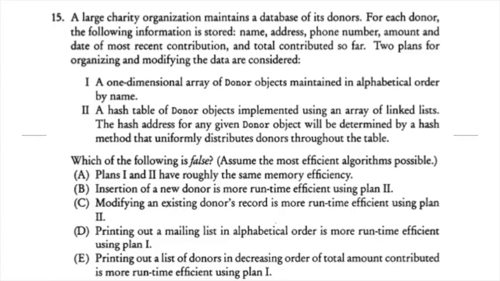Which of the following is false if we want to compare and assume that the most efficient algorithms are possible for both different data structure types? Okay, choice A. Plans 1 and 2 have roughly the same memory efficiency. Notice that it is array typed. Plan 1 is an array. Plan 2 is an array of linked lists. So basically, we can roughly say that they have almost the same memory efficiency.